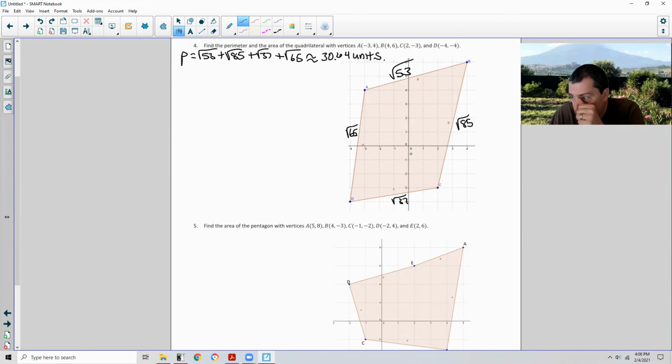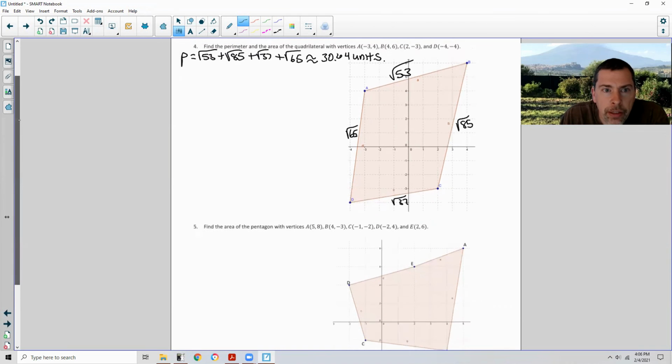30.64 units. All right. Just making sure I did that correctly. This is problem 4. 30.64 is correct. All right, find the area of the, okay, so then we have to find the area of this. Okay, that's where it takes a long time. And it's taking up a lot of space here.